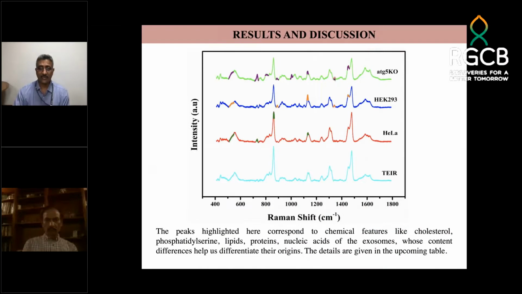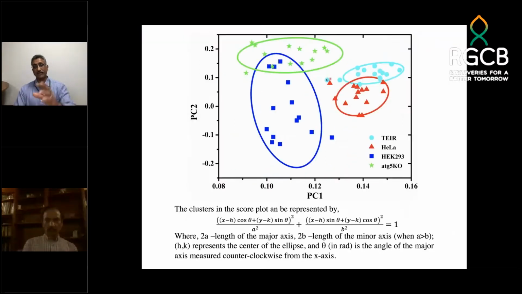So these are the points where the differences are happening, and we look at these points and do a PC1 to PC2. Whenever you look at the cluster, we can draw an ellipse around it using an ellipse equation. This is the HeLa cells, compared with the exosome extraction reagent, which is much more tightly clustered, and here is your autophagy protein knocked-out system, and this is your normal cell. So there is a clear distinction between each of them.